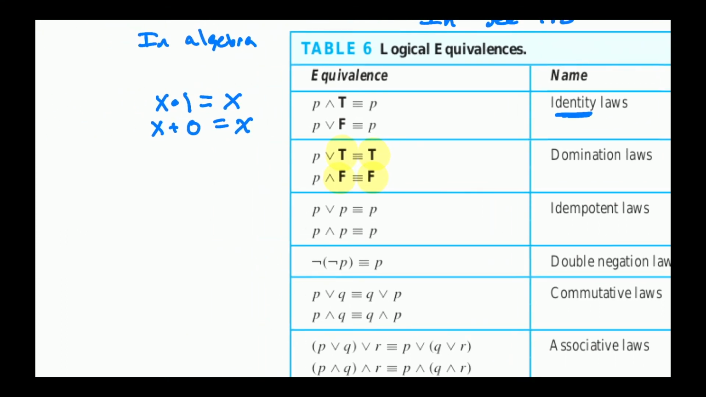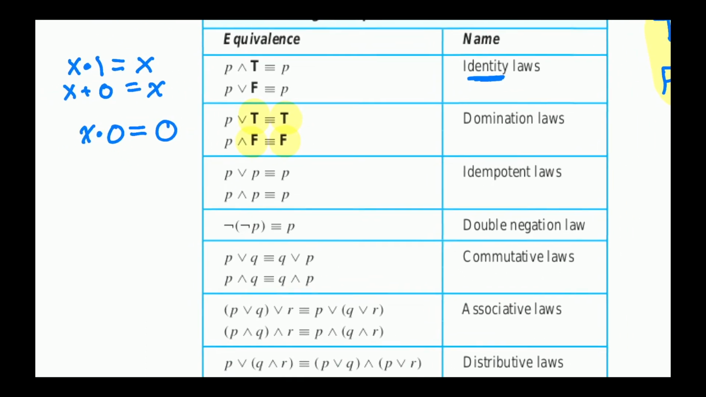What would that be in algebra? Well, mostly it would be something like this, right? If you did like x times 0 equals 0. It doesn't matter what the x is. After you multiply by 0, you're just going to get 0. Okay? So that's the equivalent of that.